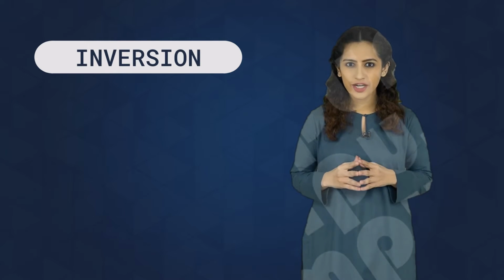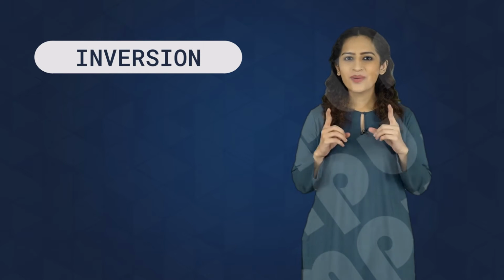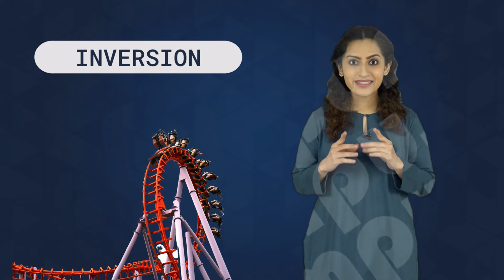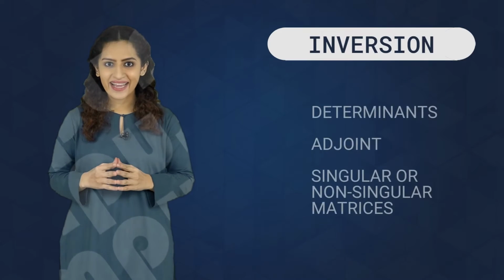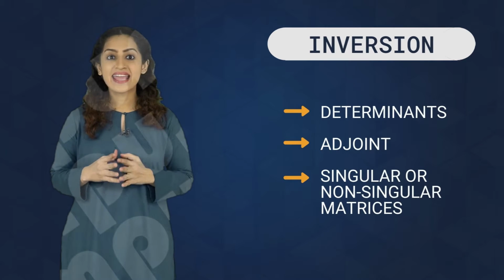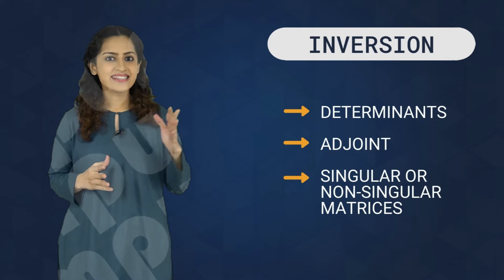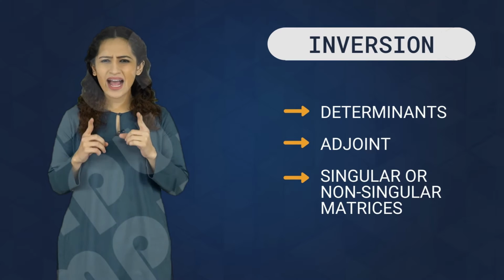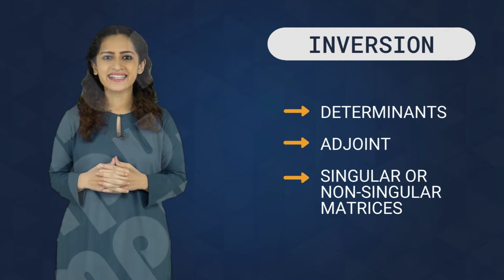Inversion means to turn upside down, like what happens to you in a roller coaster. Matrices can't ride them, but they do have other things like determinants, adjoint, and singular or non-singular matrices that can help them do the same work.